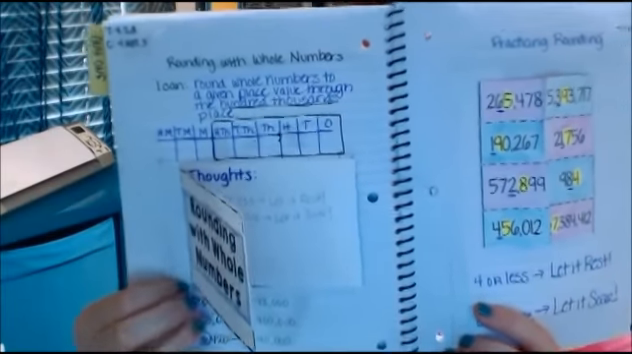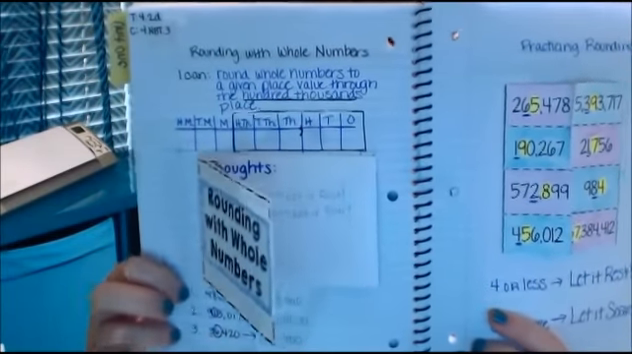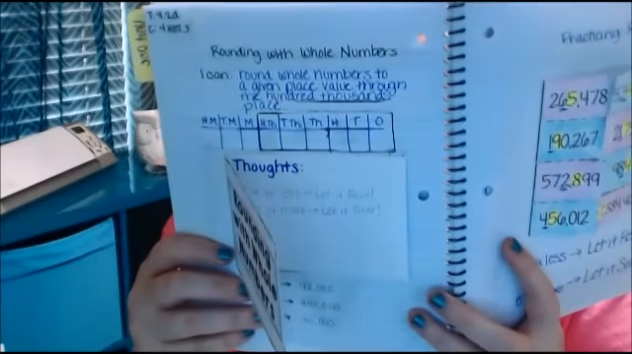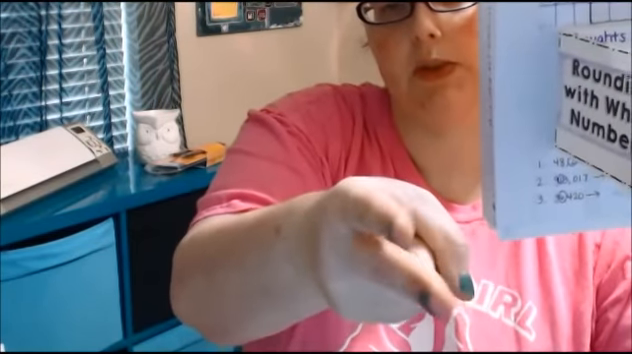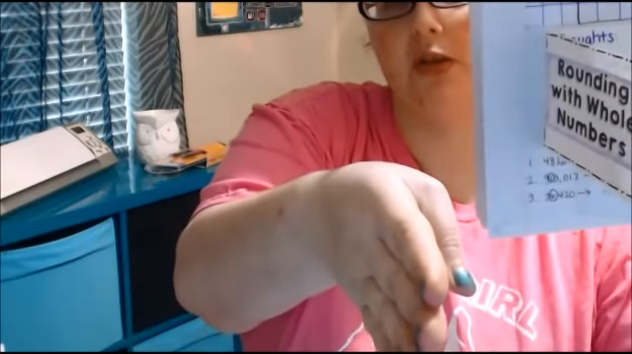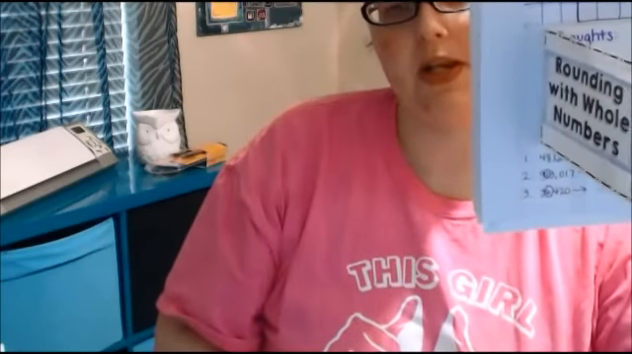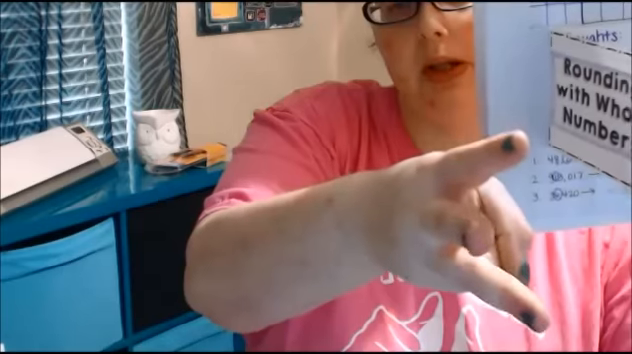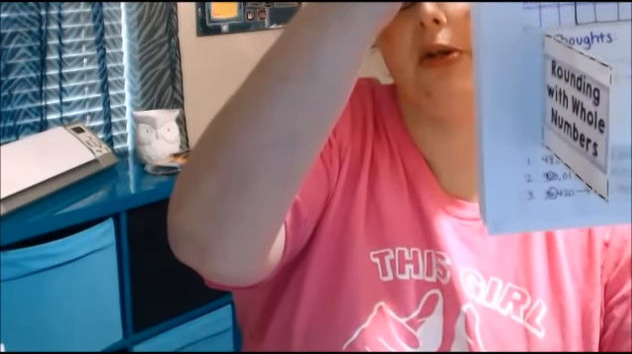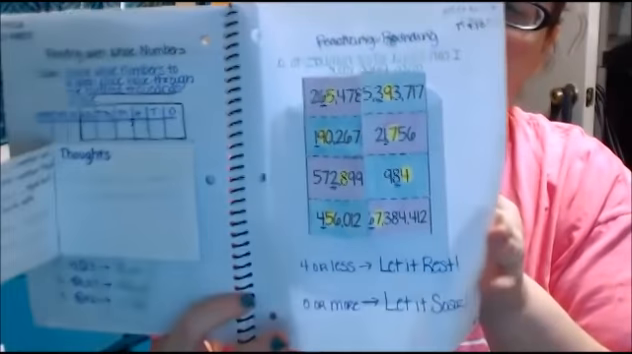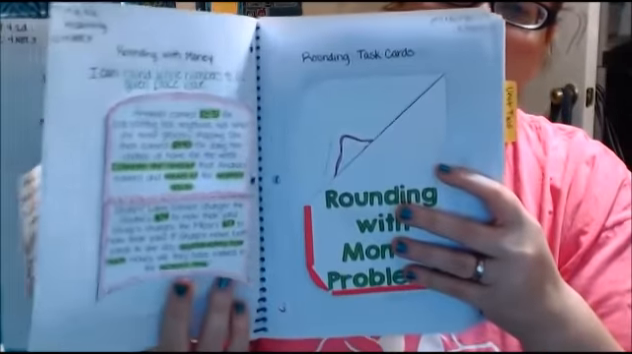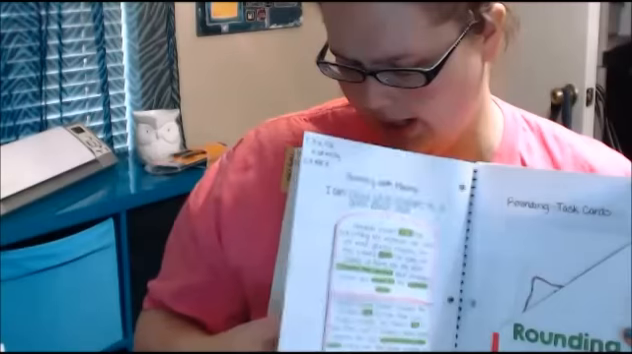Remember, 4 or less, let it rest. 5 or more, let it soar. That is my balloon strategy I teach to my students. So I tell them, hold their hand out and count your number. 1, 2, 3. If you've got 4, you've still got to hold on your balloon, so you're going to let it rest by your side. But if you've got 1, 2, 3, 4, 5, oh, your balloon is soaring away. That is how I learned when I was a student, and it stuck with me. But I know there are tons of other strategies out there for rounding. So use what you know.